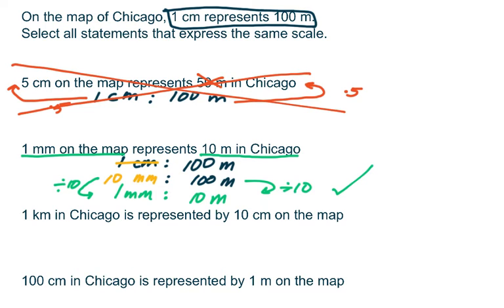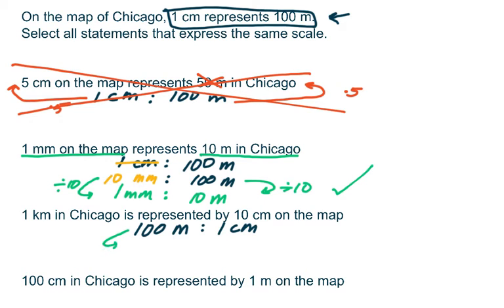For the next one, I again returned to the original relationship, but I reversed the order because I noticed that we had the in Chicago as the first item. So I thought it might be easier if I rewrote the initial relationship. So I'm going to say that 100 meters in the real world can be represented by 1 centimeter on the map.